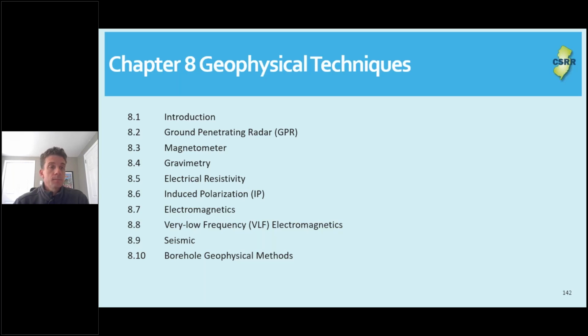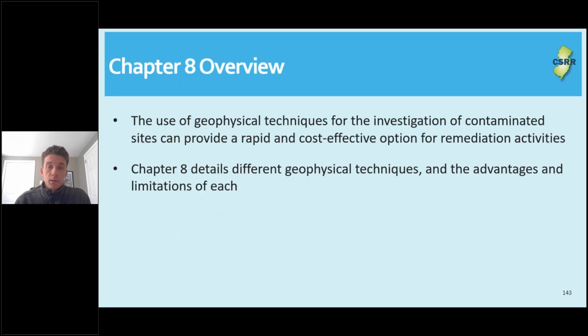I'm going to cover both surface and borehole geophysical methods today, which are cost-effective, and for the surface techniques, they're non-intrusive tools for remediation sites. They're useful for contamination and groundwater mapping, USTs, monitoring well placement, hydrogeologic frameworks, and can generally be rapidly deployed in the field to collect high-resolution data.